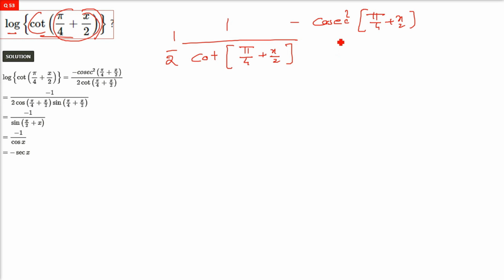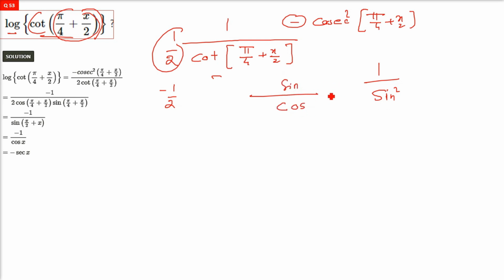But let us try to minimize and simplify it. We don't keep it like that. So we have minus half. Let us write this minus half, cosec square pi by 4. Let us assume it to be some theta. So cosec square is 1 by sine square, and cot is cos by sine. So this is cos, this is sine. Now you can cancel one of the sine, and since there is already a twice here, 2 sin theta cos theta or 2 cos theta sin theta is sin 2 theta. In the denominator you have sin 2 theta.